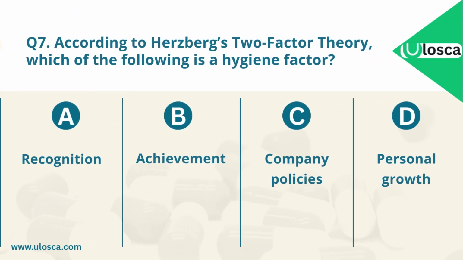Question 7. According to Herzberg's two-factor theory, which of the following is a hygiene factor? A. Recognition. B. Achievement. C. Company policies. D. Personal growth. Which one is the correct answer?